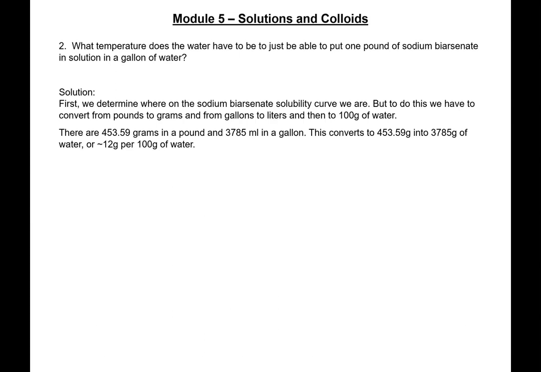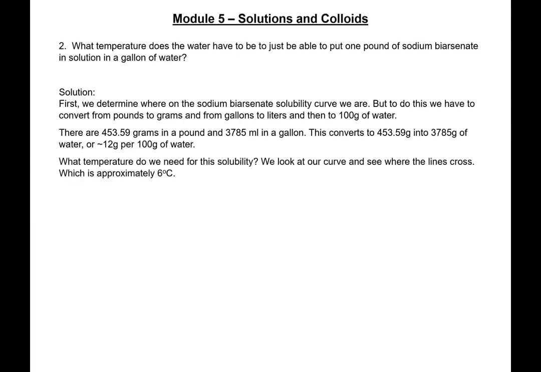So if we take our 3,785 grams and divide by 100, we get 37.85 of those. And if I divide 453.59 grams by that 37.85, I get approximately 12 grams. It's 11.98 something, but we can't read that fineness on our graph, so we're going to settle for 12 grams per 100 grams of water. So now we ask ourselves, all right, what temperature do I need to get this solubility?